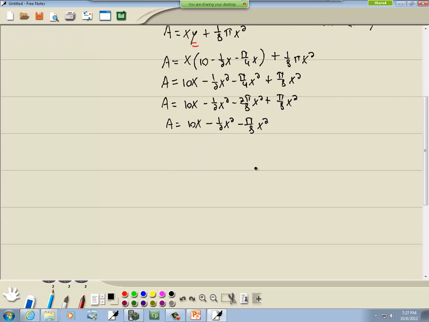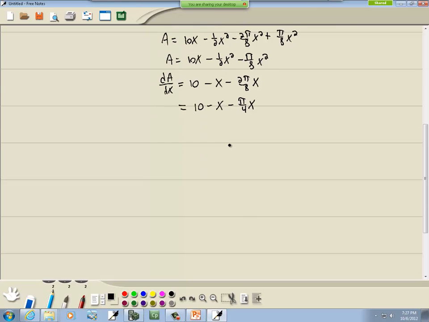Well, now we're ready to take our derivative. So we'll take our derivative of A with respect to x. 10x becomes 10. Here I take 2 out in front, 2 times 1/2 drops away, so we got minus x. Here I take 2, put it out in front, and we get 2 pi over 8, and that becomes x. Equals 10 minus x minus pi over 4 x. And that's our derivative. Well, now we're ready to set that equal to 0 and find our critical values.